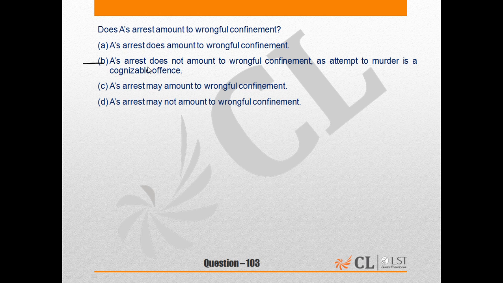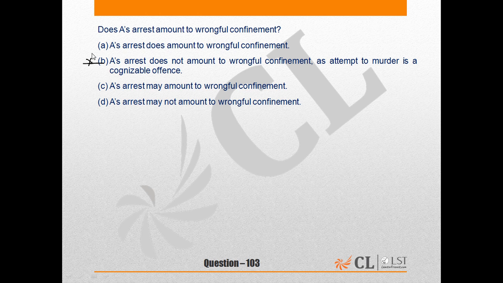But as most of the students have marked B as the option, we can see that the reason, that attempt to murder is a cognizable offence, has nowhere been mentioned in the principle or the facts. So this part is correct, that A's arrest, option B says, A's arrest does not amount to wrongful confinement, as attempt to murder is a cognizable offence. Because this is nowhere written, that attempt to murder is a cognizable offence, this cannot be the correct answer.